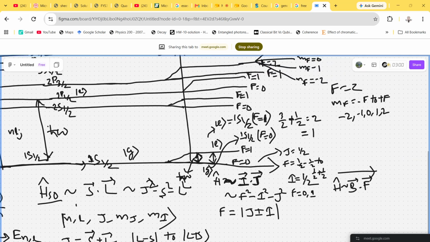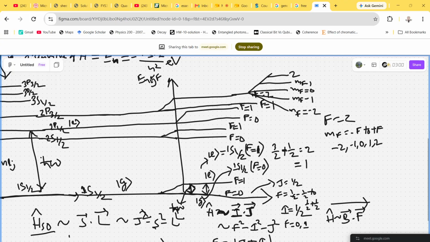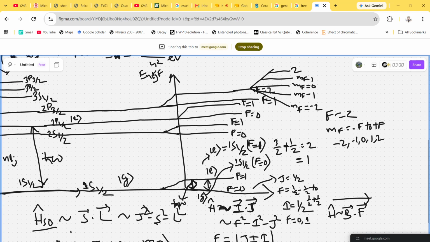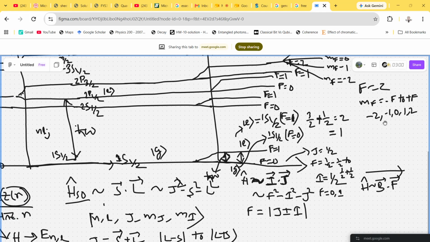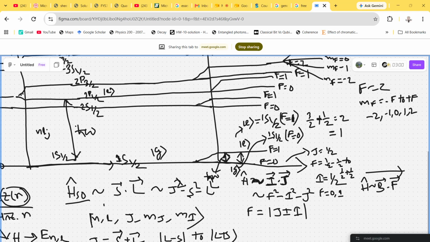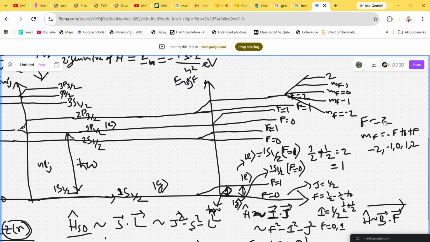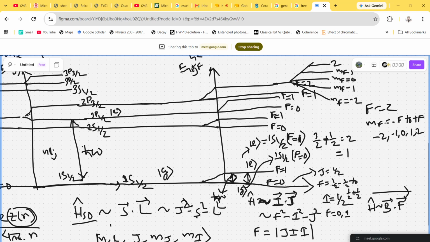Suppose you are not giving an external magnetic field, then this MF degeneracy will always be there. So you don't need to consider MF0, MF1 as any state because they do not exist unless you give an external magnetic field, or unless you consider the nuclear spin and orbital interaction. Then you don't even need F values. You can stop here, till spin orbit. You don't need to go further than that. Okay.